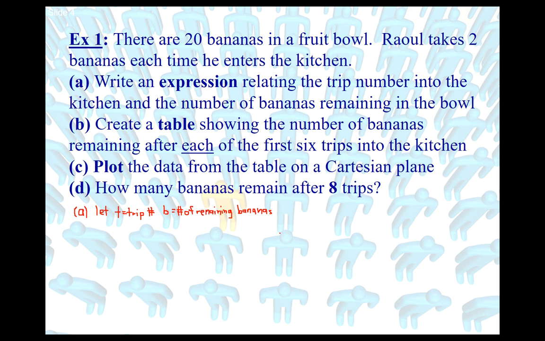Okay, so I need to build an equation that's going to allow me to calculate b if I know what the trip number is. What I'm going to do is write down a phrase that describes the pattern here, and we'll see if we can take that phrase and turn it into a mathematical equation. Usually when we describe a pattern, we go in the format: starting with this, do this to get to the next term. So what are we starting with here? Well, we're starting with 20 bananas in a fruit bowl. So I'd say starting with 20 bananas.